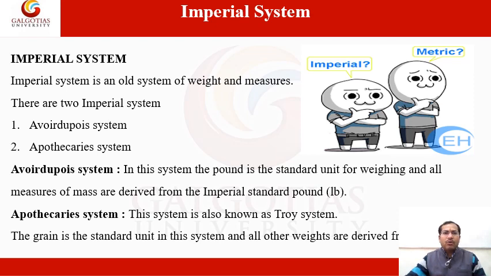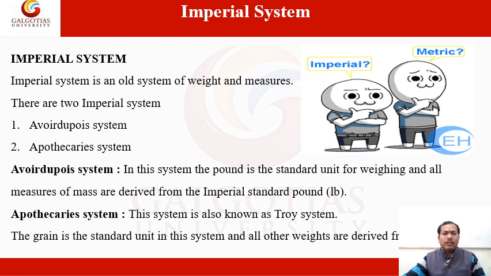Now we will start with the imperial system of measurement. Imperial system is an old system of weight and measures, and there are two types of imperial system. The first one is Avoirdupois system and the second one is Apothecaries system. In Avoirdupois system, the pound is the standard unit for weighing and all measures of mass are derived from the imperial standard pound. The symbol used to denote pound is lb.